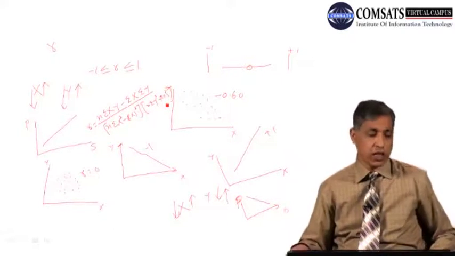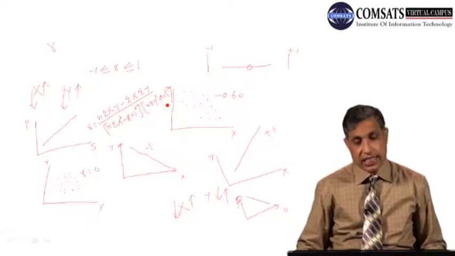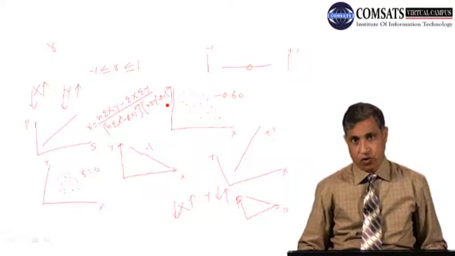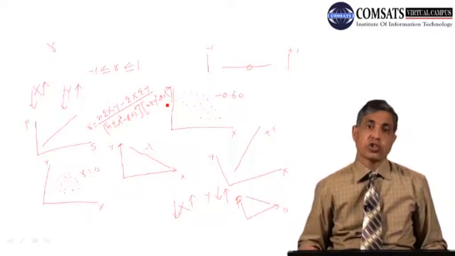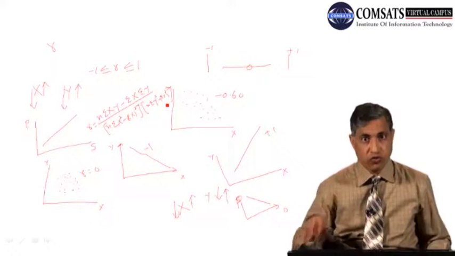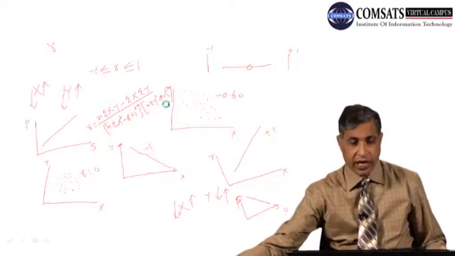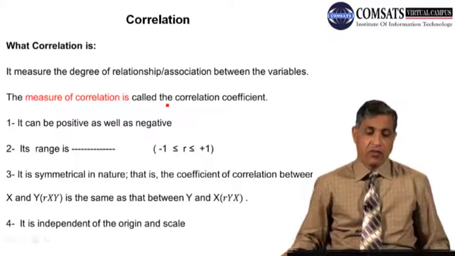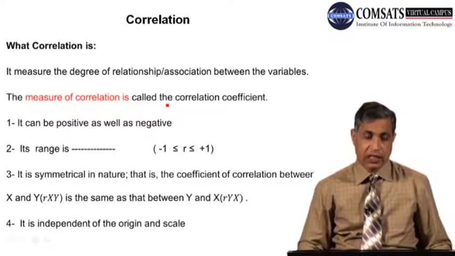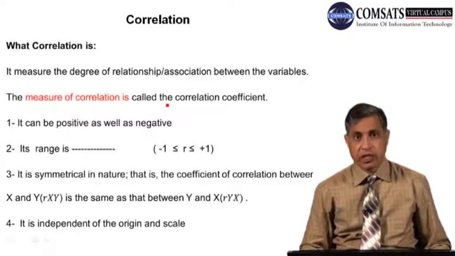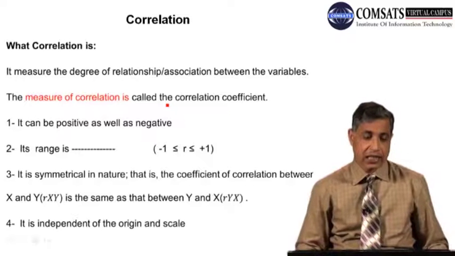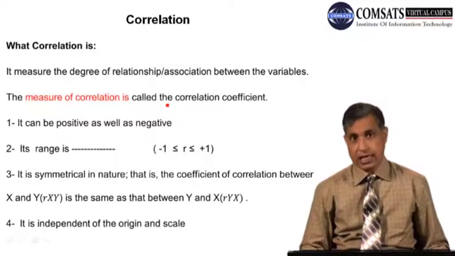So how do we calculate this r? This is the coefficient of correlation that shows the degree of association. The first characteristic is that its range is between -1 and +1. What is the third characteristic? The first one was that it can be positive or negative. The second, we set a range for this. The third is that it is symmetrical in nature.